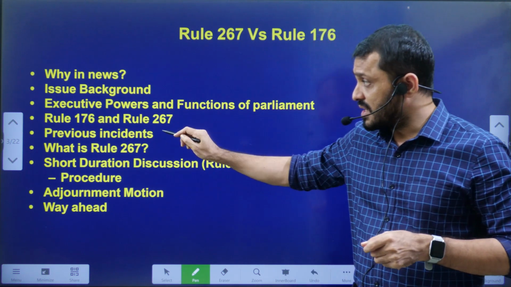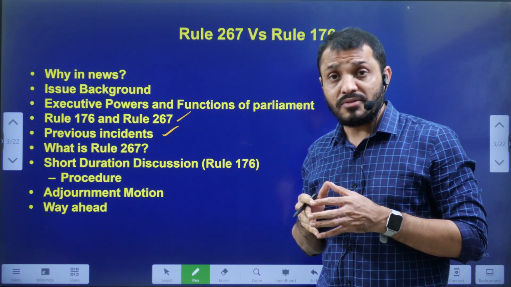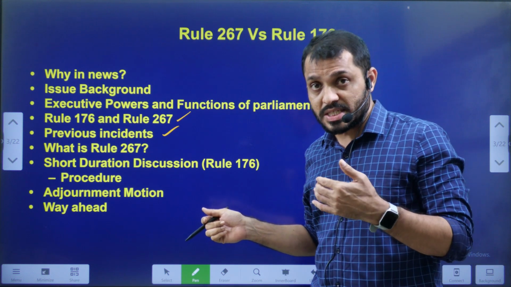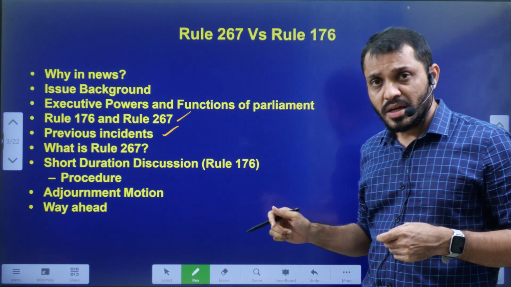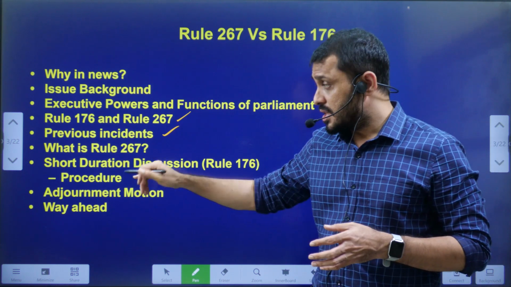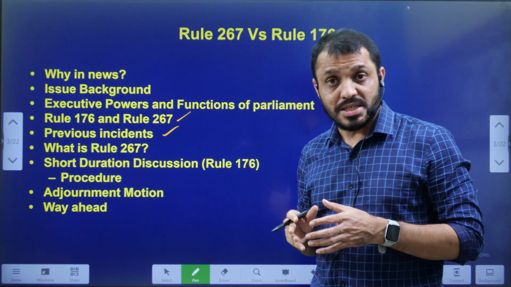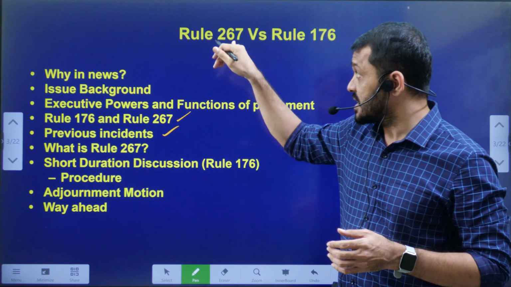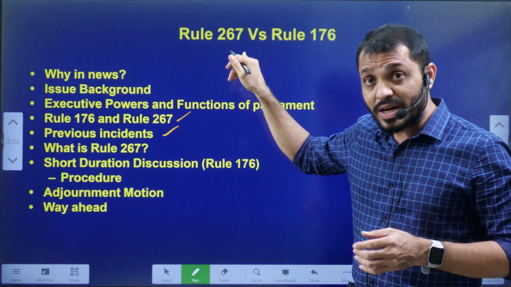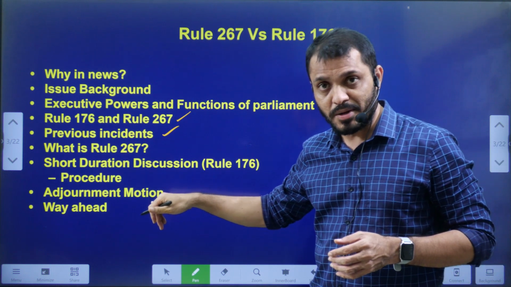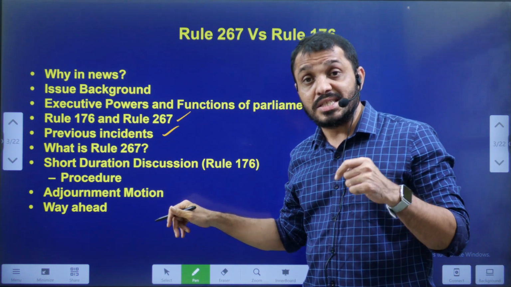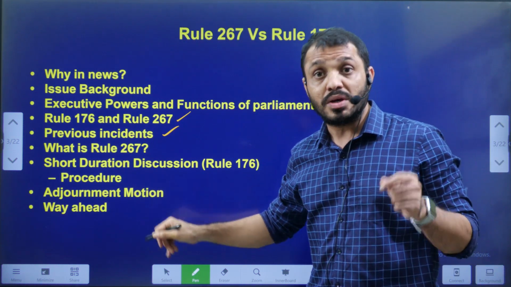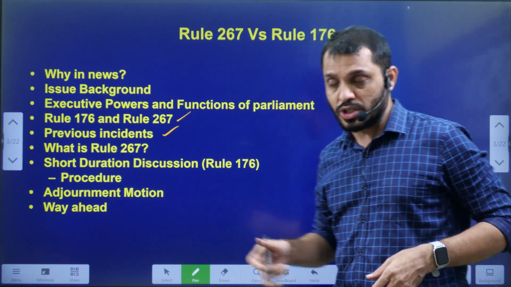I will explain that. Then we will discuss the importance of Rule 267 and Rule 176, what Rule 267 is and in which condition it will be used, and Rule 176, also known as the short duration discussion, and what procedure is required for implementing it. We will also see what the equivalent of Rule 267 is in Lok Sabha. In Lok Sabha, the instrument equivalent to Rule 267 is the adjournment motion. We will discuss the adjournment motion also. And finally, we will draw the conclusion.